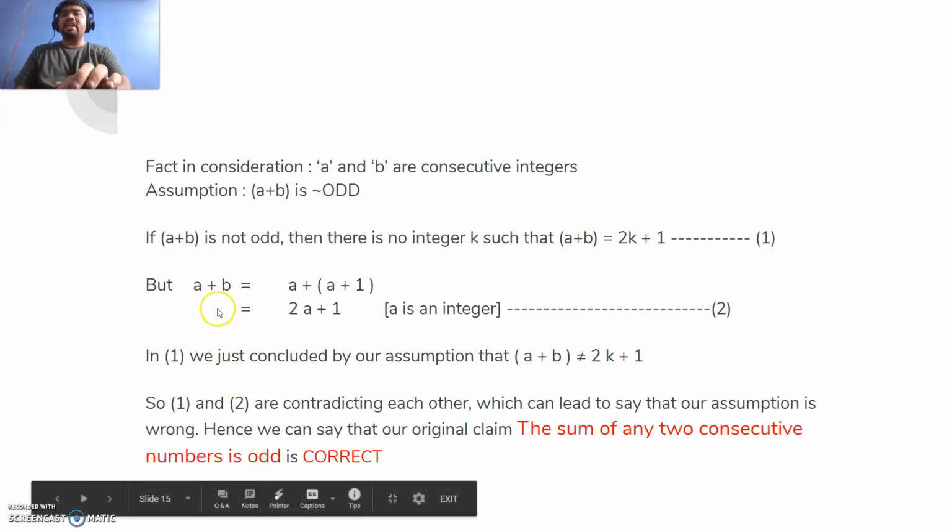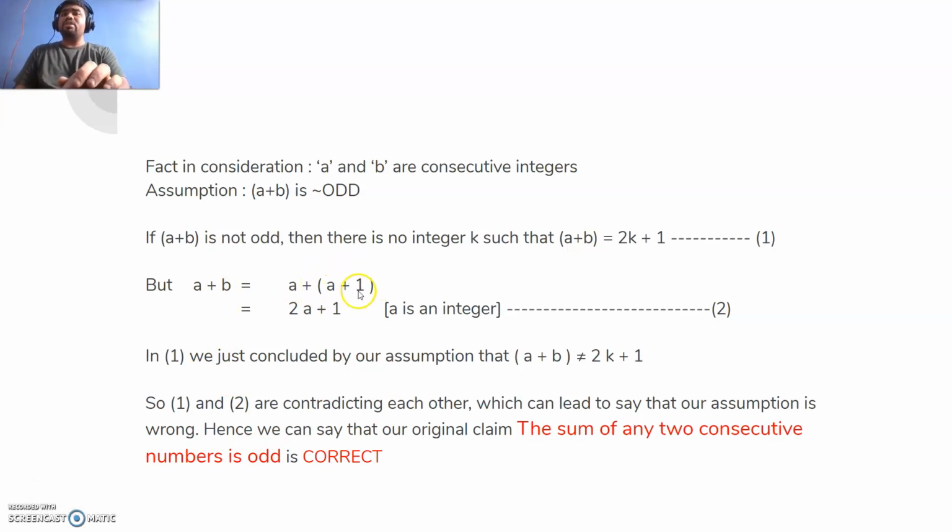We say that a plus b equals a plus a plus 1. Why? Because as per the definition that we saw in the last slide, if there are two consecutive numbers, then b should be equal to a plus 1. So I'm just replacing b with a plus 1, and if I simplify this formula, it comes out to be 2a plus 1.